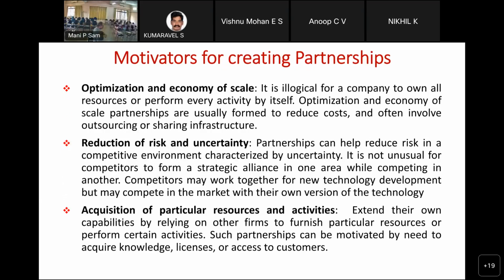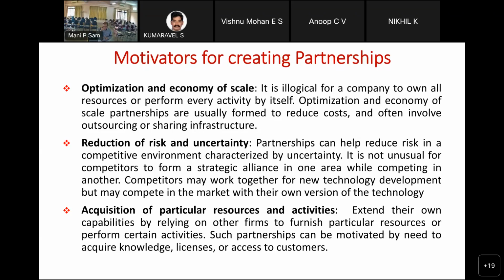So why do people go around creating partners? You really can ask yourself and understand whether there is optimization and economy of scale if you tie up with a partner. You don't form a partnership because the other entity is your friend's or your classmate's entity. It doesn't make any business sense for either of the partners. There has to be either an optimization and economy of scale coming up because of the partnership. There has to be a reduction of risk and uncertainty.